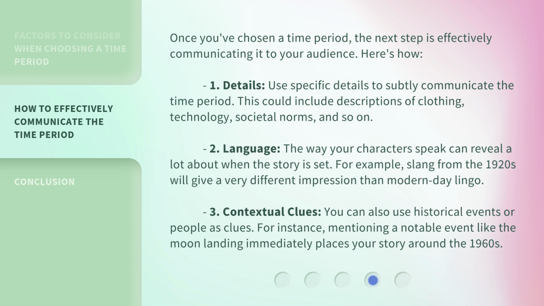2. Language. The way your characters speak can reveal a lot about when the story is set. For example, slang from the 1920s will give a very different impression than modern-day lingo. 3. Contextual clues. You can also use historical events or people as clues. For instance, mentioning a notable event like the moon landing immediately places your story around the 1960s.